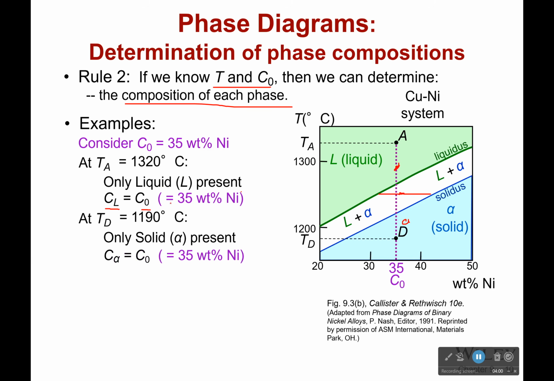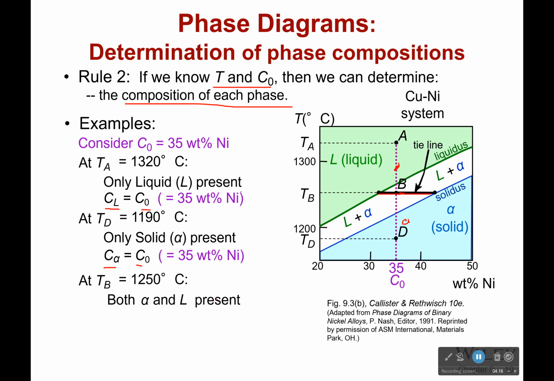And if I go down to 1190 degrees Celsius, then the concentration of solid is the same as my concentration. So it's going to be 35 weight percent nickel. But what about right here in the middle? Both the solid and the liquid are present.